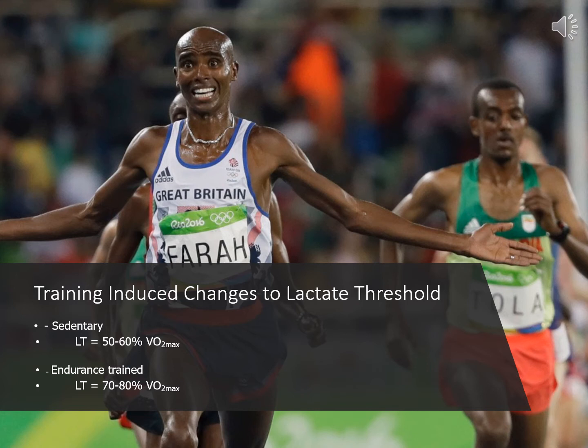Changes in the lactate threshold in response to training. For a sedentary individual, we see that their lactate threshold is usually reached between 50 and 60% of their VO2 max. Whereas when we look at an endurance-trained individual, that gets pushed all the way up into the 70 to 80% range, which means that someone can work at a much higher VO2 max consistently without accumulating lactic acid with training, which can massively improve their endurance performance.